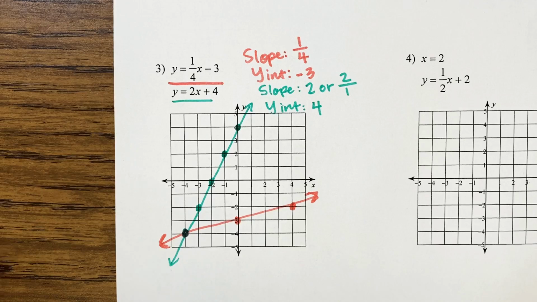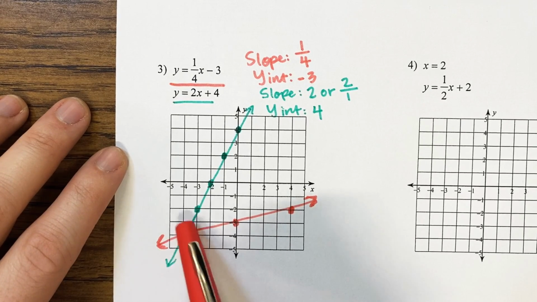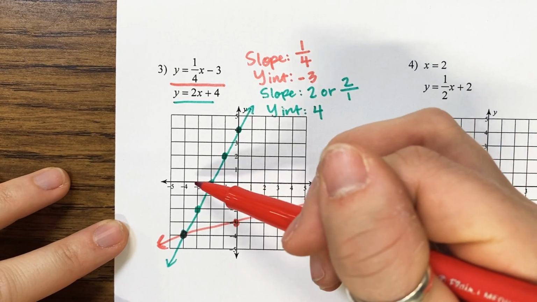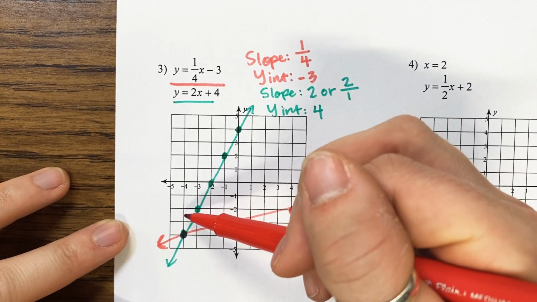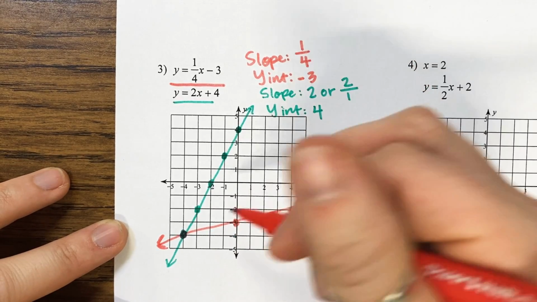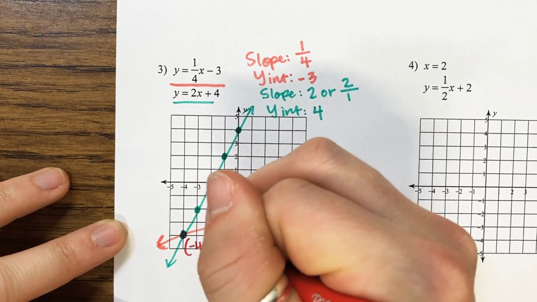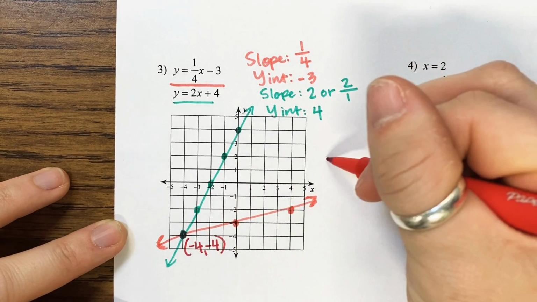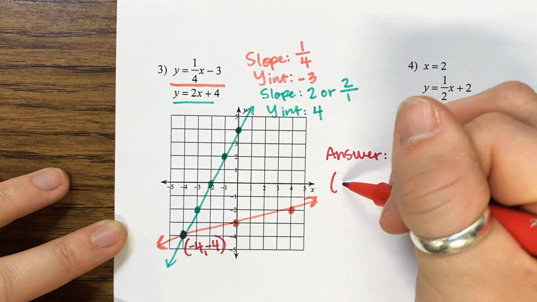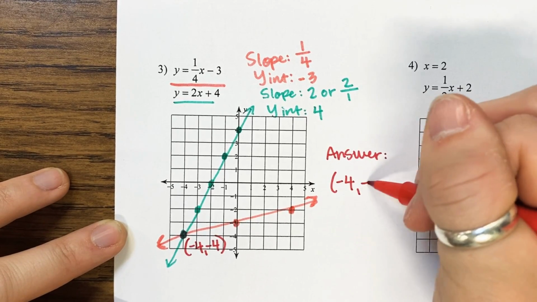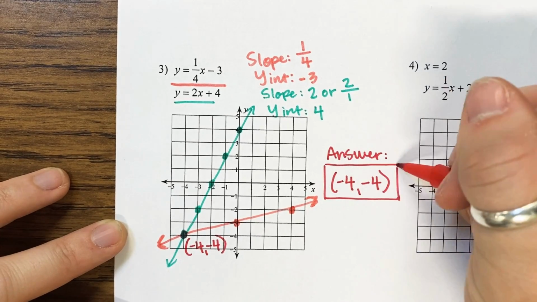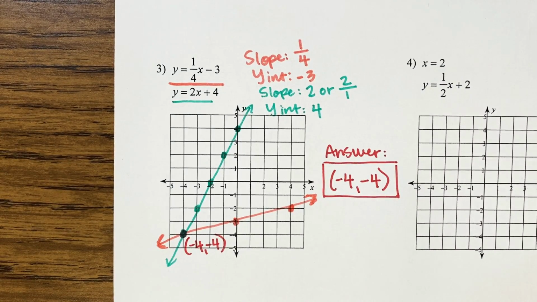Okay, so the answer to this system of equations is this coordinate point where they cross. Okay, so let's line it up with our x-axis first, so it lines up with -4. And then goes down to -4. So -4 for the x and -4 for the y. So our answer, parentheses, -4, comma, -4, close parentheses. And there we go.